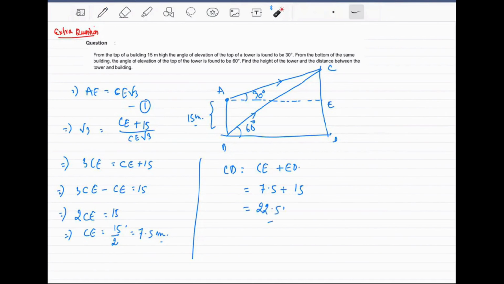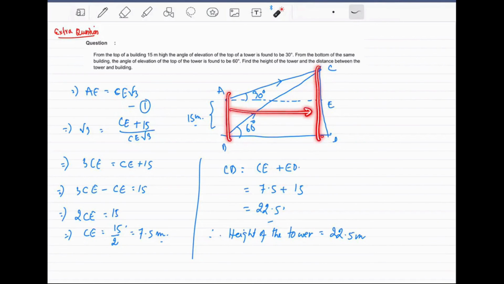So 22.5. What you can say is the CD is the height of the tower, right? From the question, it asks the height of the tower, and the height of the tower should be 22.5 meters. Therefore, height of the tower is 22.5 meter. And one more thing is remaining, this AE, the distance between the building and the tower.